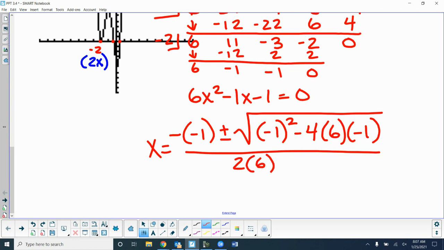Okay, so that's a positive 1. That's 12. All right, -1 squared is 1. -4 times 6 is -24 times -1 is positive 24. What's 1 plus 24? What's the square root of 25? 5. So this was my problem. There's 2 problems there. Okay?